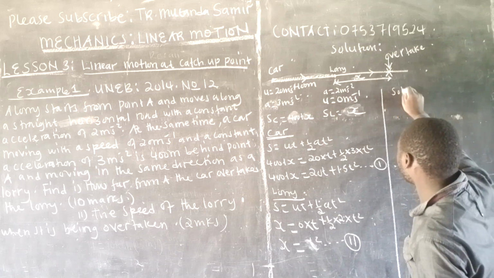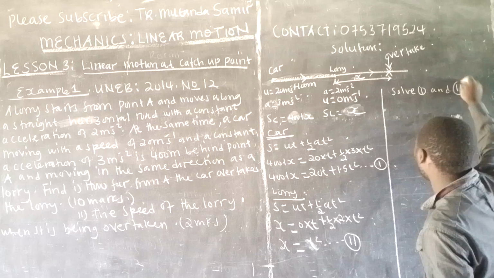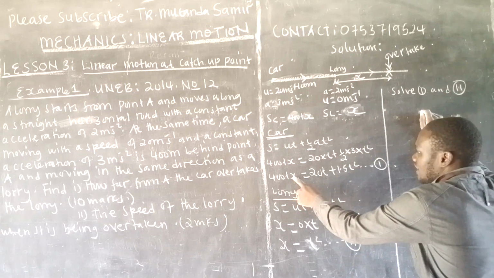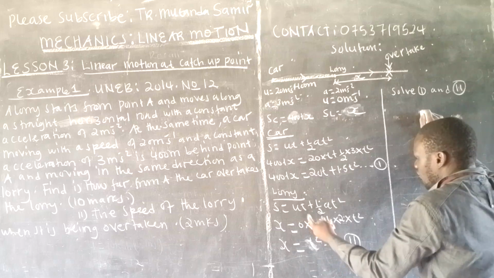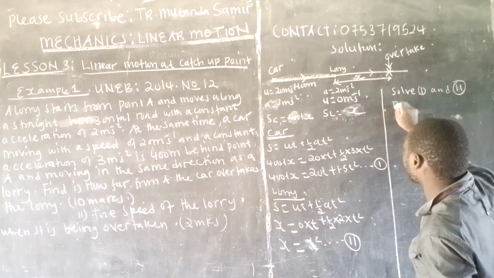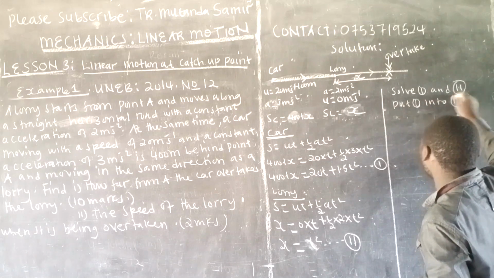Having done that, now let's solve 1 and 2. You can also use the other logic of equating, whereby you leave this one as x, take this side and say that the distance covered by this is equal to the distance covered by this. Then you equate x equal to x. However, you can also solve equations 1 and 2. Now we put equation 1 into 2. That's what I'm doing.